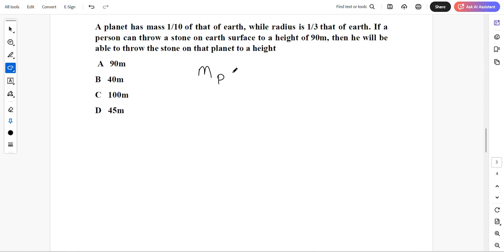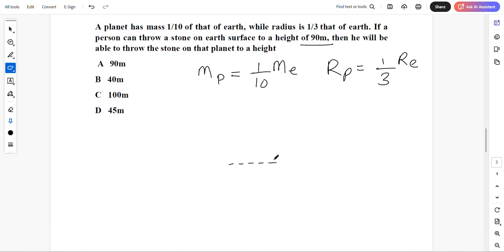MP is equal to how much? 1 by 10 that of Earth. Okay, and the radius of the planet is 1 by 3 of the radius of the Earth. If a person can throw a stone on Earth's surface to a height of 90 meter.